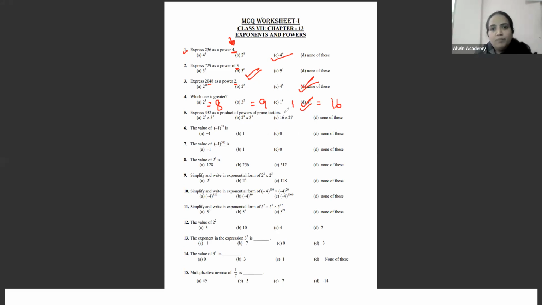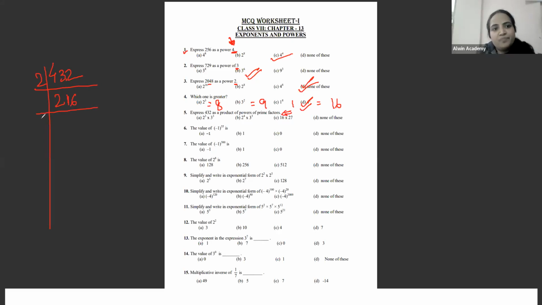Question number 5, express 432 as a product of power of prime factors. So as a power of prime factors means prime factorize it and write it in the exponential form. So 432, it's an even number. Let's cut it by 2 first. Dividing it by 2, 4 divided by 2 is 2. 3 cannot be divided by 2, take a number smaller. 2 divided by 2 is 1. 1 remainder will come to this 2 and make it 12.